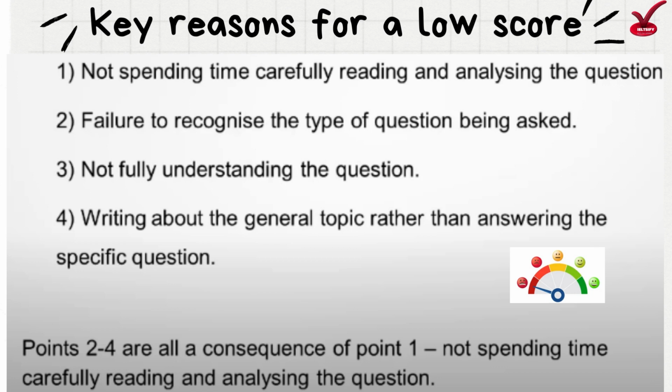Students regularly make these four errors. 1. They don't spend time carefully reading and analyzing the question. 2. They fail to recognize the type of question being asked. 3. They don't fully understand the question. And 4. They write about the general topic rather than answering the specific question. Points 2 to 4 are all consequences of point 1, which is not spending time fully reading and analyzing the question. But why don't students read Task 2 questions properly?